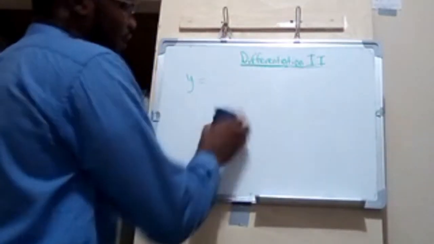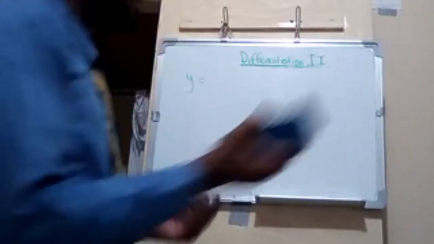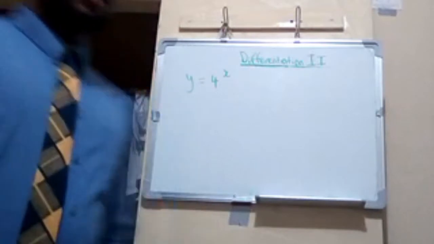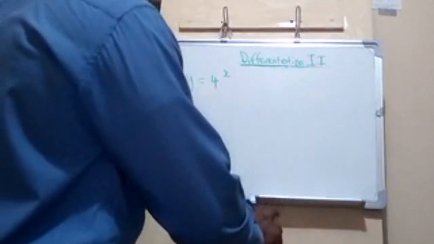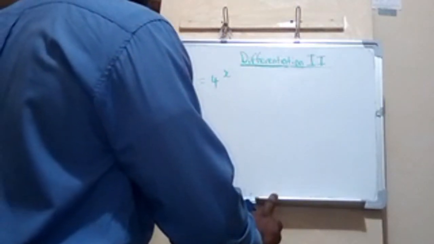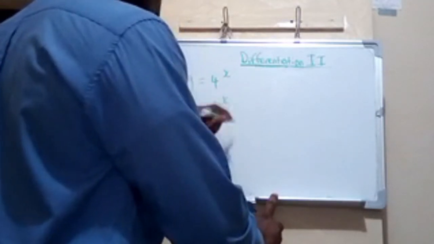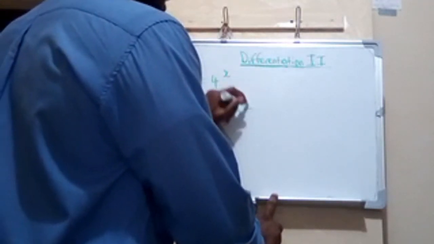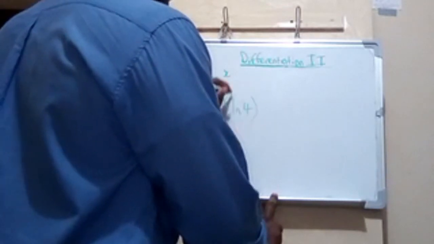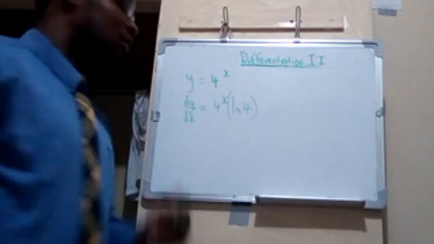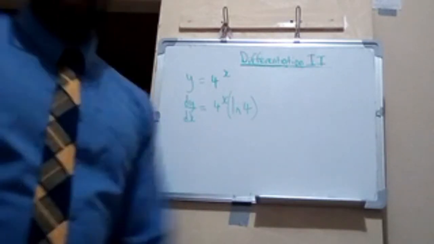Let's say y is equal to 4 to the x. If y is equal to 4 to the x, then dy by dx is going to equal 4 to the x, which is a to the x ln a, which is ln 4. So it's 4 to the x times ln 4. That's dy by dx. Easy.